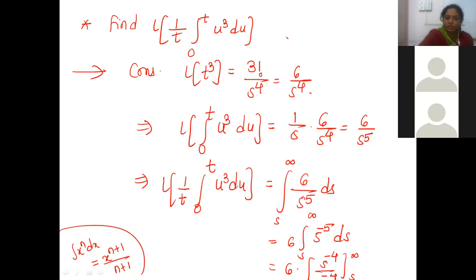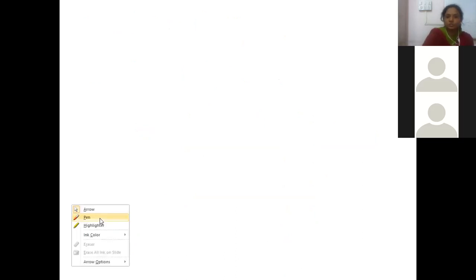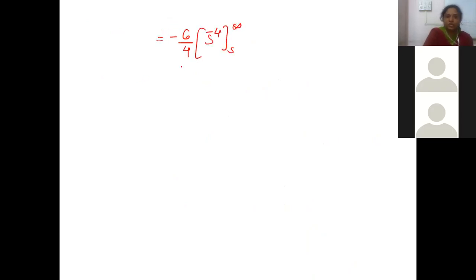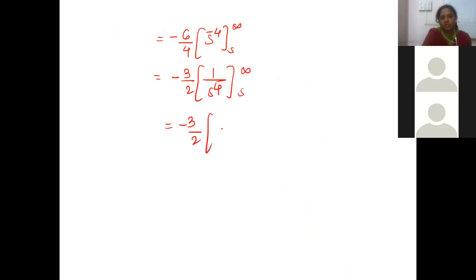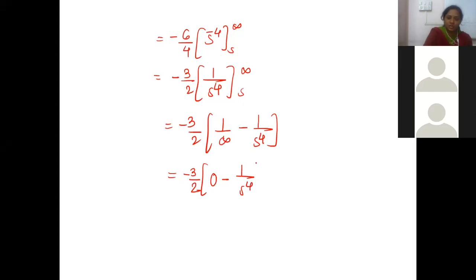So minus 4 will come out, 6 upon minus 4 into s raised to minus 4 from s to infinity. That is minus 3 by 2, 1 upon s raised to 4, from s to infinity. If we put the infinity here, 1 by infinity raised to 4 is 0. Minus the lower limit, s itself. Minus minus becomes plus. So 3 by 2, 1 upon s raised to 4 is the required answer.